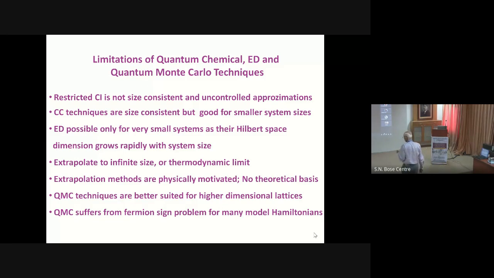And then quantum Monte Carlo methods are better suited for high dimensional lattices, because you have techniques which are much better for low dimensional lattices that I'm going to discuss. And also QMC for fermions and frustrated spin problems suffers from the sign problem.